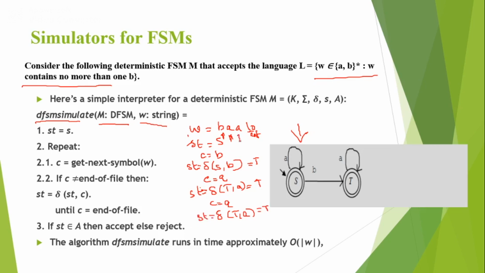Now the a is also done, and you have reached the end of file. The character is end of file. Once you reach the end of file, you have to come out of the loop and execute this line. Here I'm checking whether ST belongs to an accepting state. In this case T belongs to the accepting states, so you are going to accept. This is how you can simulate the machine. And this simulation runs in time approximately order of the length of the string. So if you hard code the same problem, it takes more time than this.